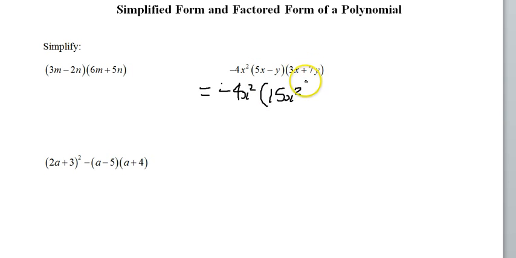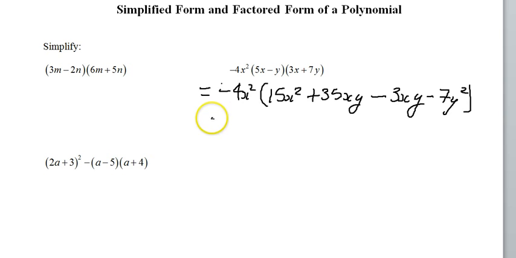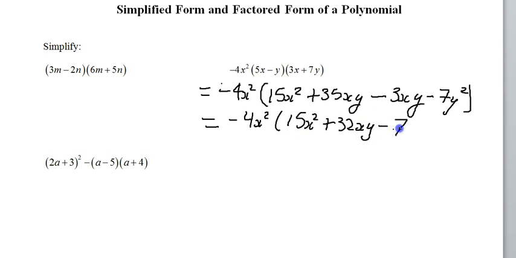plus 35xy minus 3xy minus 7y squared. And now we'll simplify what's in those brackets. Negative 4x squared times 15x squared plus 32xy minus 7y squared.